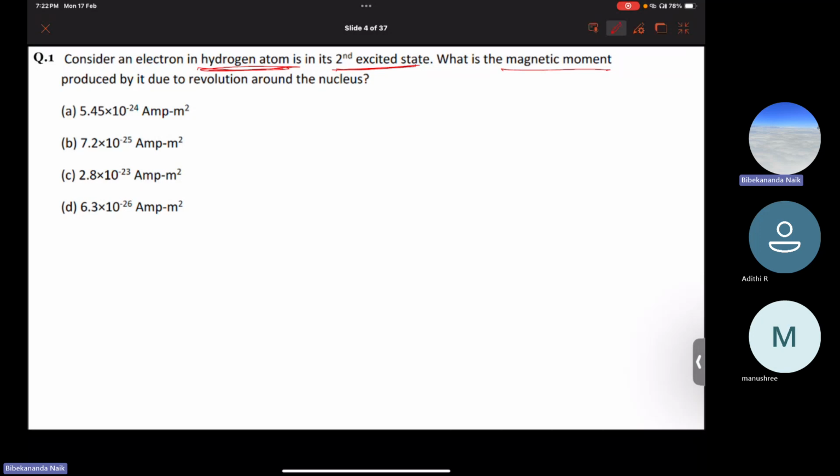So I will give you a few minutes to think about this question and try to solve it. After that, we will discuss how you will approach this problem. Can you all see my screen? Yes. Okay, so please solve and then we will discuss.